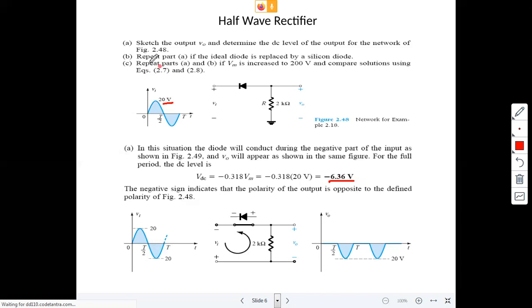Now again, what is part B of the problem here? Repeat part A if the ideal diode is replaced by a silicon diode. Similarly, repeat parts A and B if Vm is increased to 200 volts, and compare the solution using equations 2.7 and 2.8.